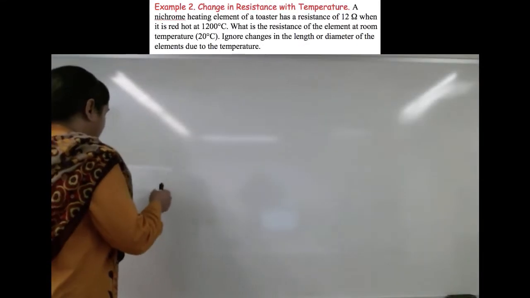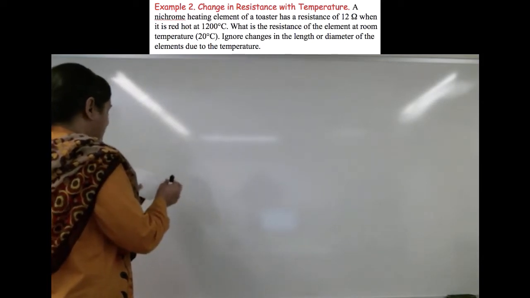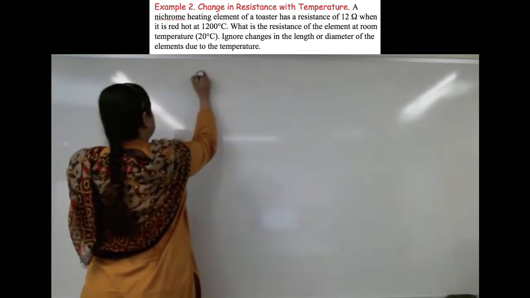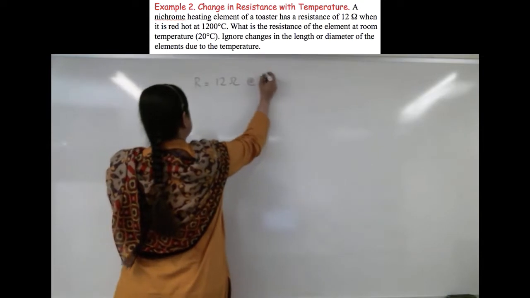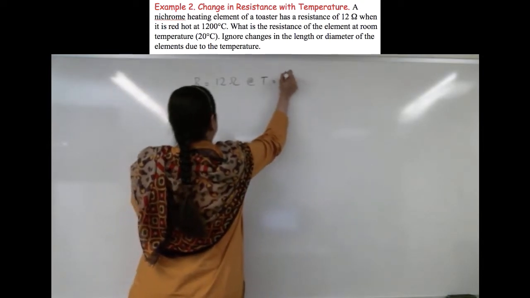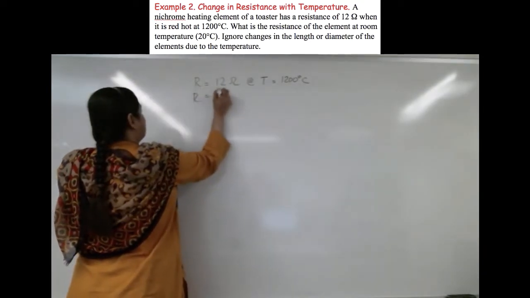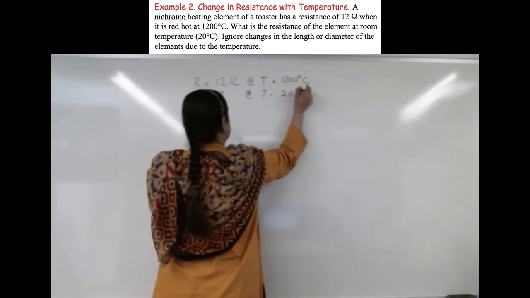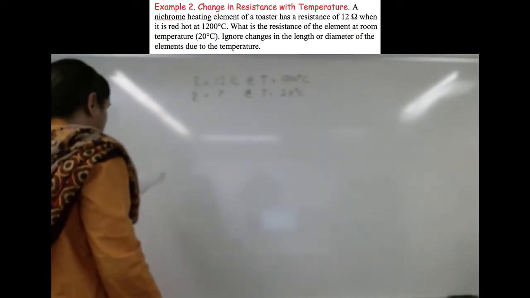So what are we looking for? We are looking for the change in resistance with temperature. So I have been given that the resistance is 12 ohm at a temperature of 1200 degrees Celsius, and I need to calculate the resistance at T equals 20 degrees Celsius. Now how do I go about doing it?